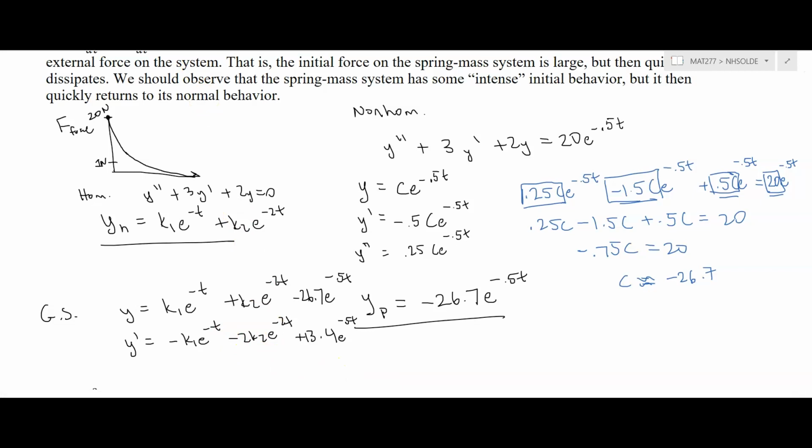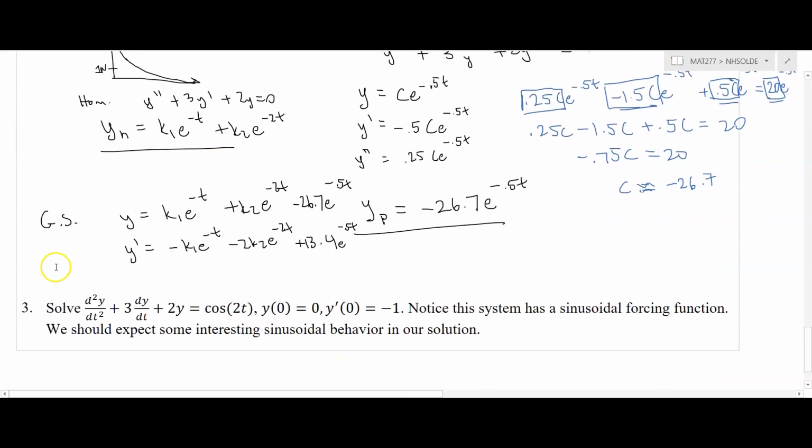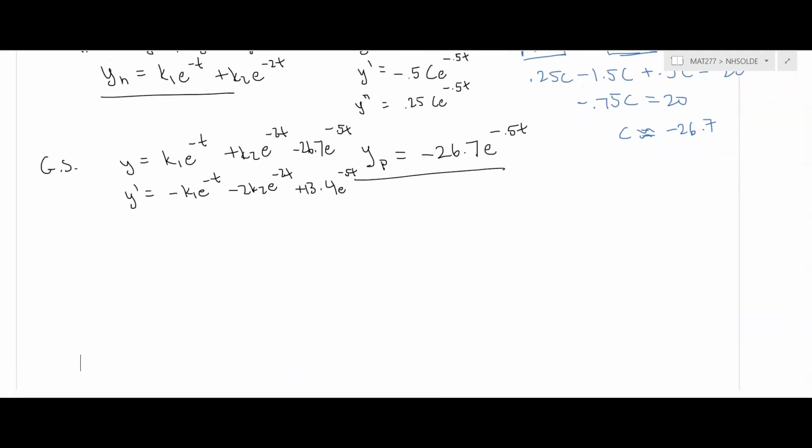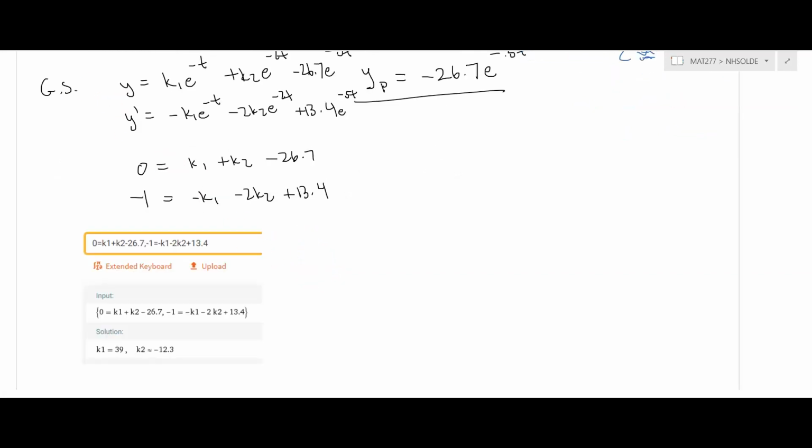So now I substitute my initial conditions, the same initial conditions as the last problem, just so that we can compare these and see how they behave differently. So this one's going to get 0 initial position equals k1 plus k2 minus 26.7, so t is 0. And then initial velocity is negative 1 equals negative k1 minus 2k2, but now when t is 0, we'll have plus 13.4. So going to Wolfram Alpha, we get k1 equals 39, k2 equals negative 12.3.